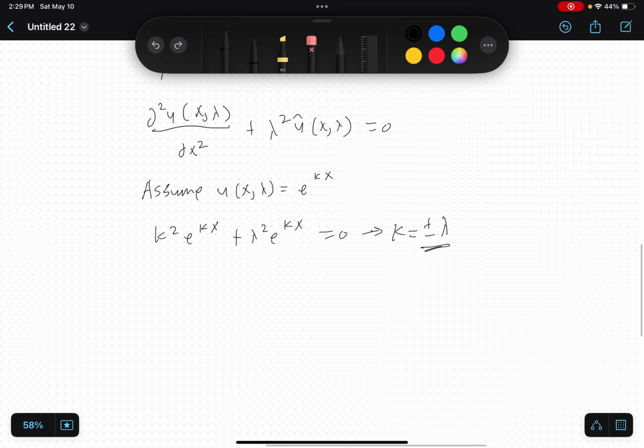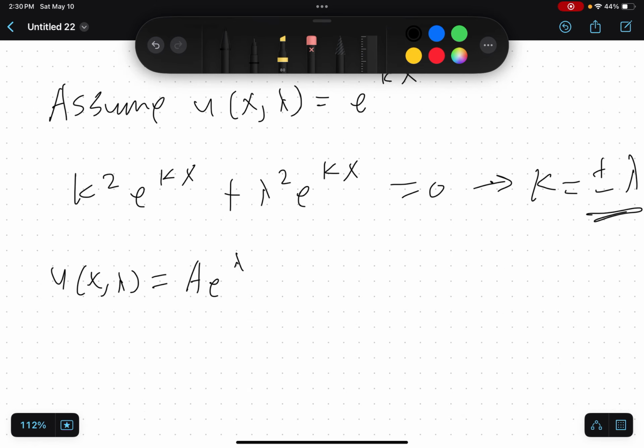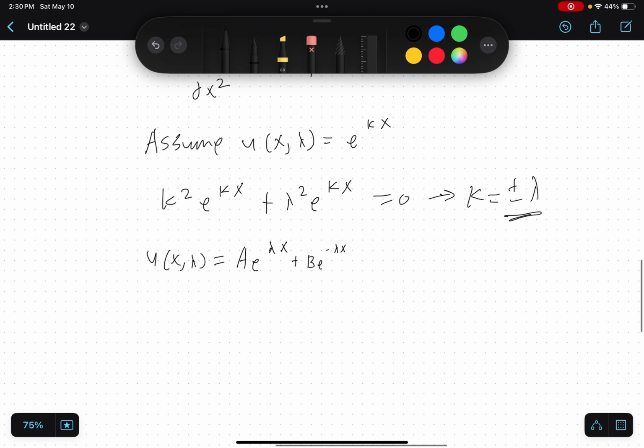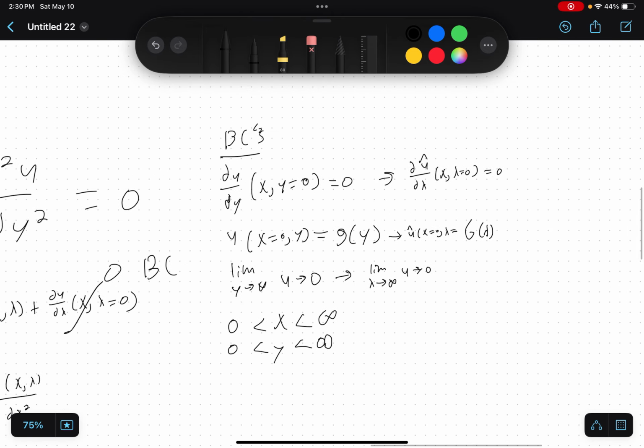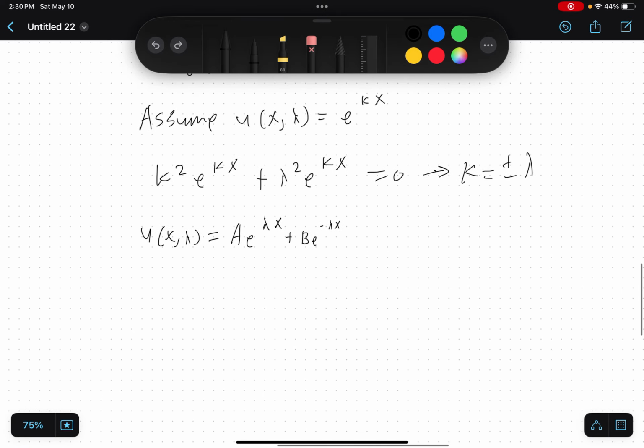Now let's get back to this. So we said that's what we assumed. So we can say that u, cool. Now we can plug in this boundary condition. Limit as lambda goes to infinity, u equals 0.